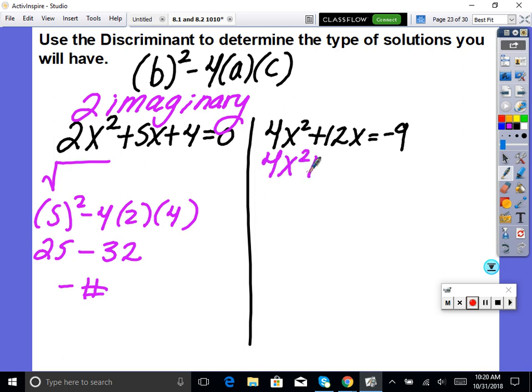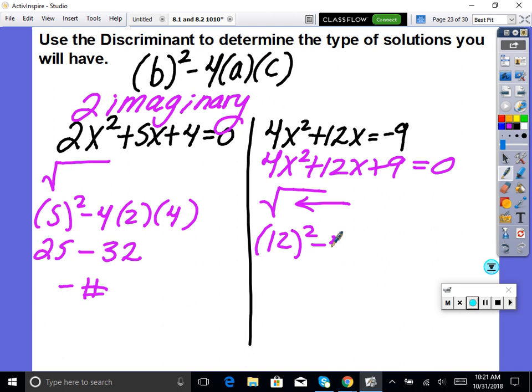So then right here, the first thing we would need to do is add 9. So we have 4x squared plus 12x plus 9 equals 0. Then you'd say, what type of solutions? You'd say, well, what's under my square root? B squared minus 4 times a times c. So then that's 144 minus 144, which is 0. So how many solutions do I have? Two of the same solutions.